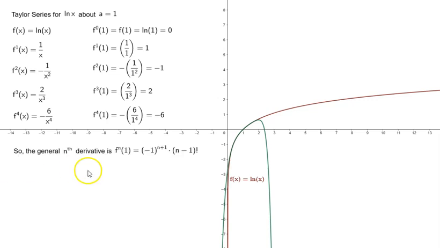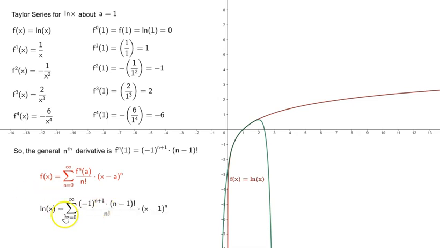So, which means the general nth derivative f n of 1 is equal to, now by looking at this pattern, we arrive at minus 1 to the power of n plus 1 times n minus 1 factorial. And we know the Taylor series formula. f of x is equal to the sum from n equal to 0 to infinity of f n of a by n factorial times x minus a to the power of n. So let's apply it to this case.